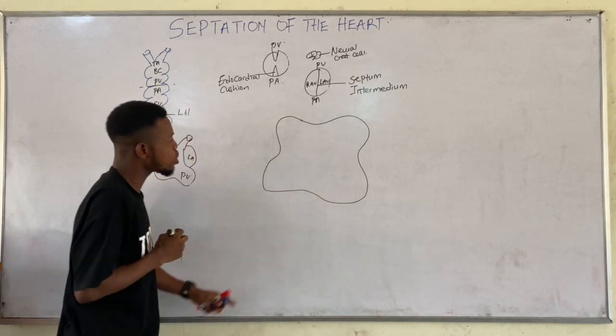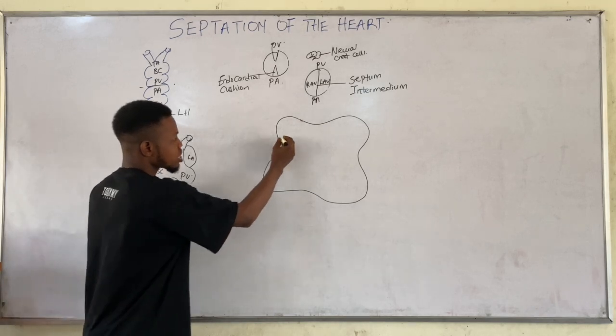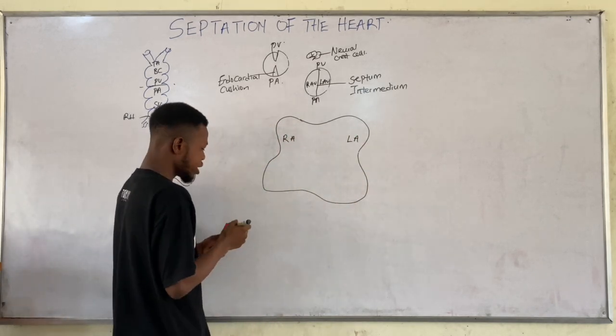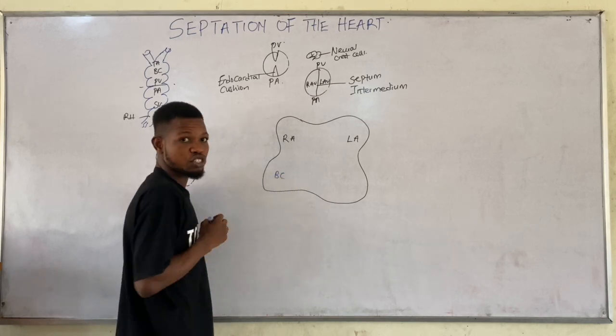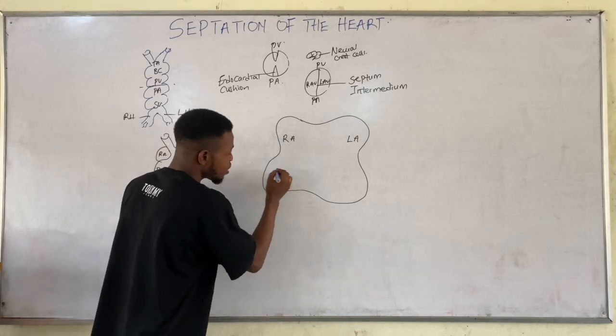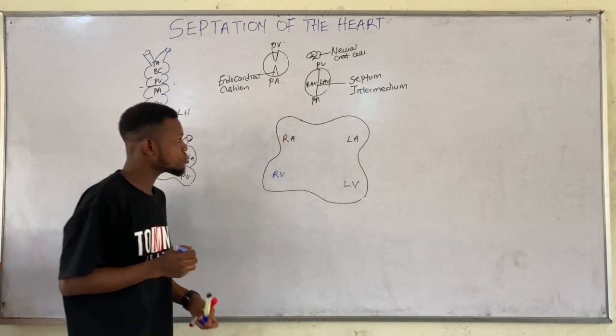Yeah, so this is a coronal section of this. Now this is our right atrium, this is our left atrium, this is my bulbous cordis. You know, the bulbous cordis later becomes the right ventricle. So let's use here as the right ventricle, and let's use here as the left ventricle.